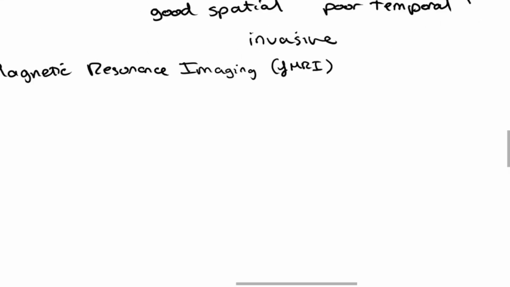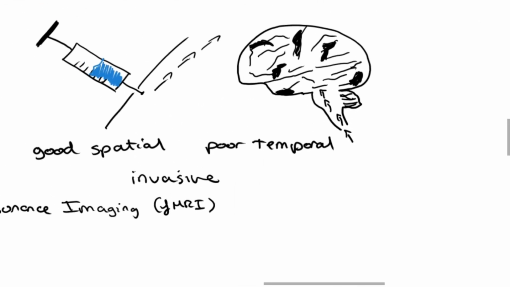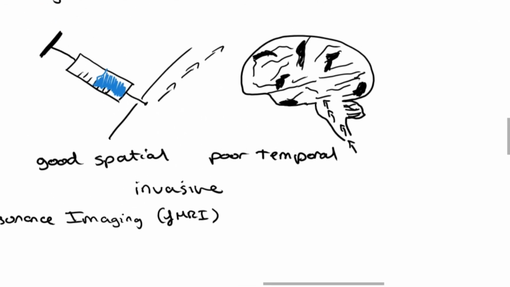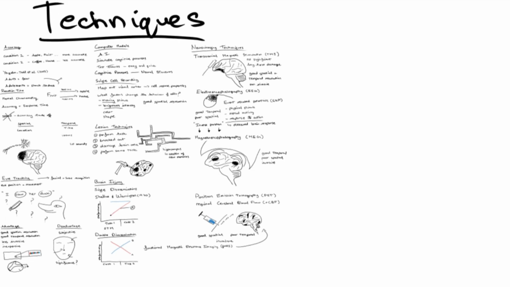Lastly, I'll talk about functional magnetic resonance imaging. This is basically like PET, as it measures blood flow in activated brain areas, with blood containing oxygen which gives out magnetic fields picked up by the machine, which then gives out an image of which areas of the brain are activated in certain cognitive tasks. Like PETs, it has good spatial resolution, but poor temporal resolution. It's invasive and very expensive. So, that's it for this video.